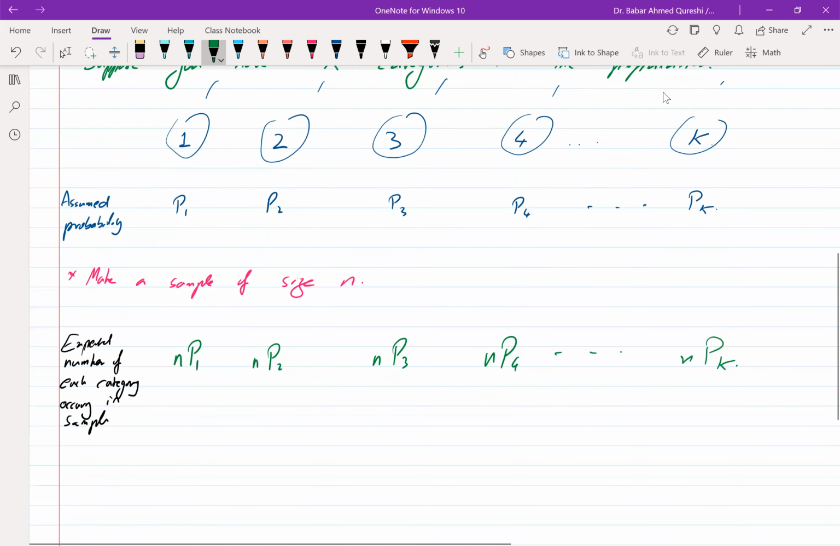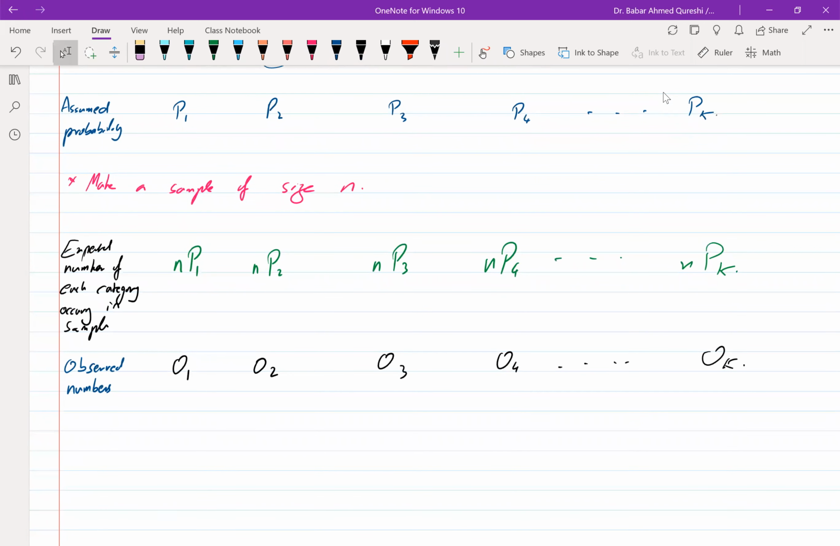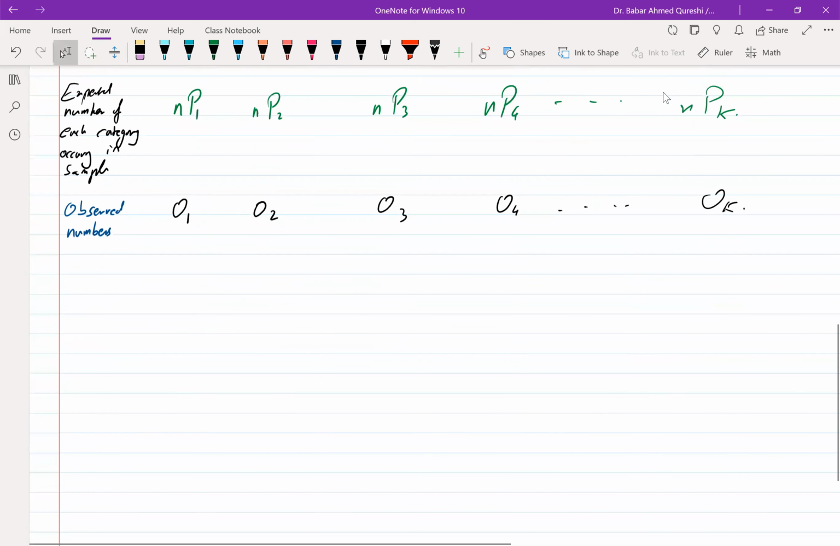But obviously, this is just probabilistic. You have made a finite sample. You don't expect exactly this to occur. So your observed numbers will be different. So let's say they are O1, O2, O3, O4, and so on. Then, based on this data, you can compute a chi-square variable.